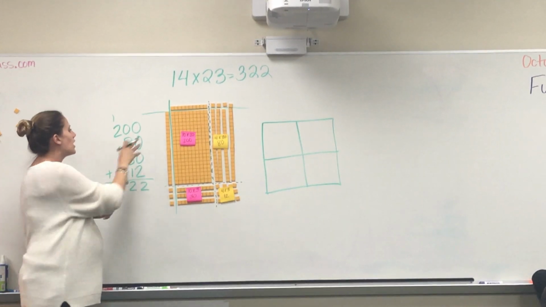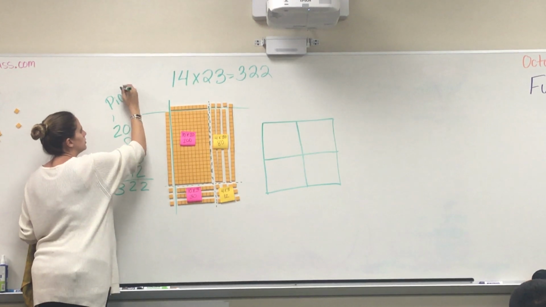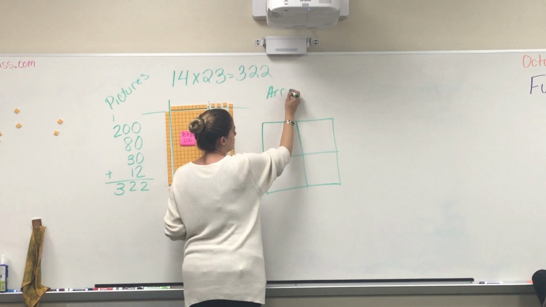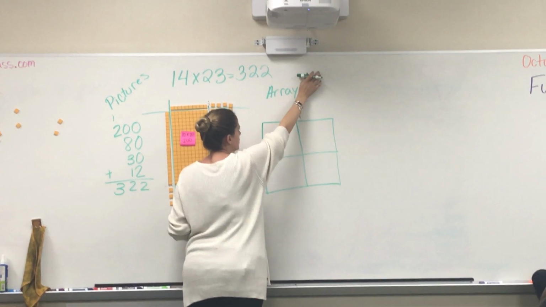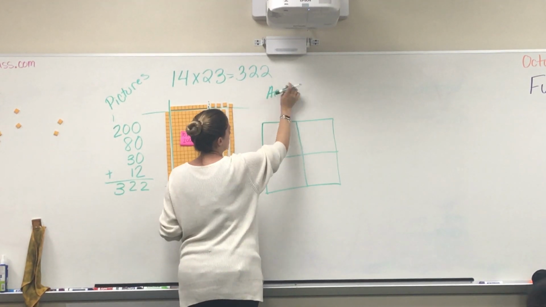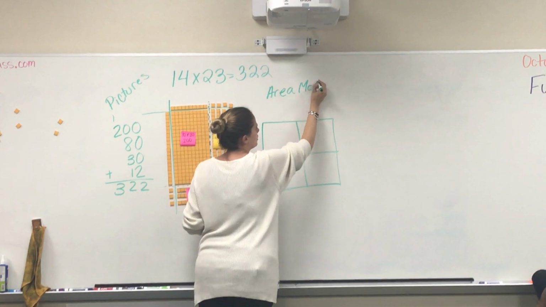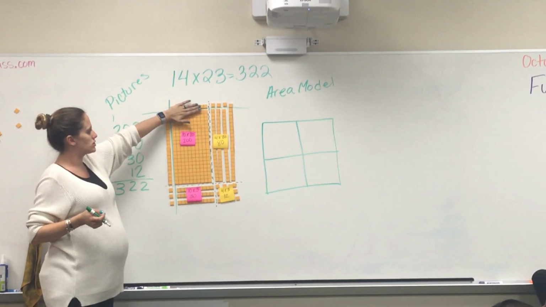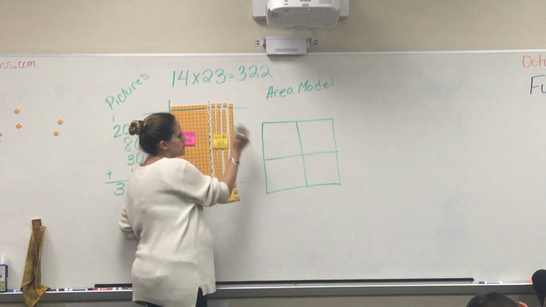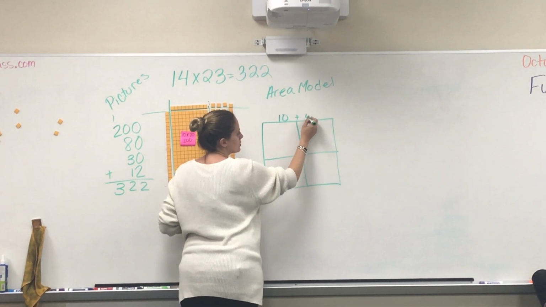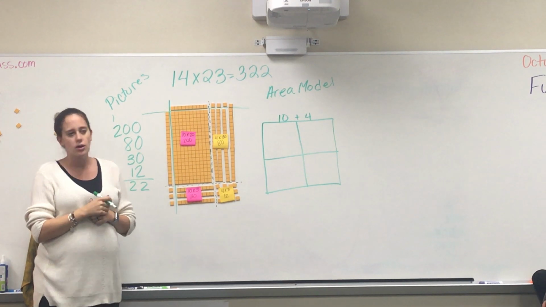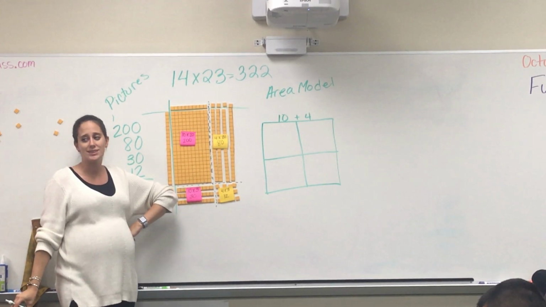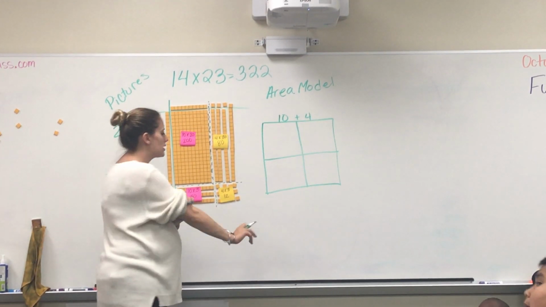Okay. This I use pictures. This I call the array model, or area model, either one. So what I do for the area model is I break it up just like I did here. I'm going to take 14 and I'm going to break it into 10 plus 4. Does 10 plus 4 equal 14? Yeah. What did I do to 14 when I wrote it as 10 plus 4? I made it be expanded form.